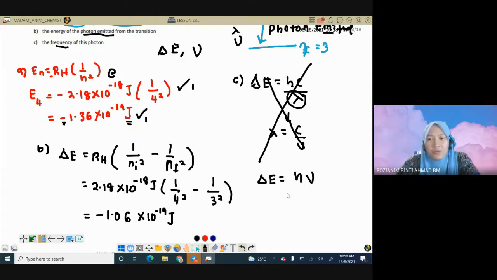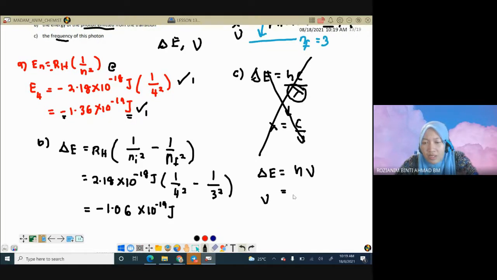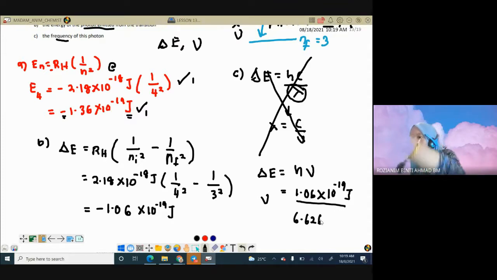So V mean frequency. Remember, when you substitute at this area, delta E should be substitute only positive data. So therefore, frequency is equal to the E here, 1.06 times 10 to the power of negative 19 joule, and the Planck constant is 6.626 times 10 to the power of negative 34 joule second. Saya memang tak hafal, saya kena tengok juga constant.